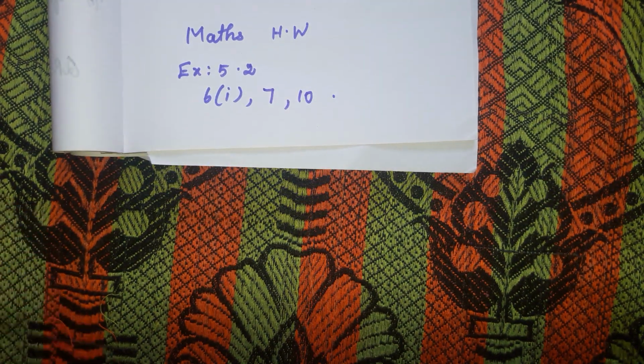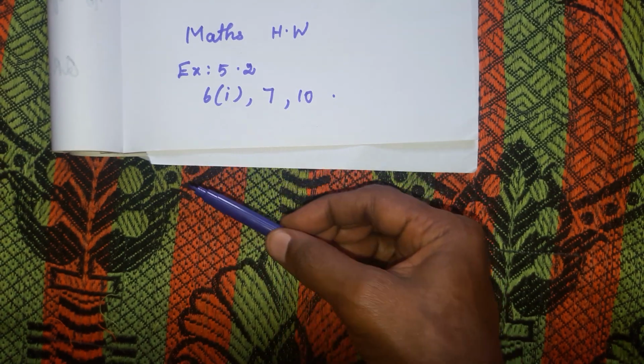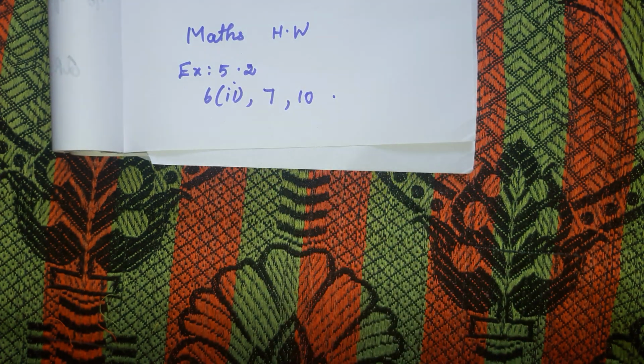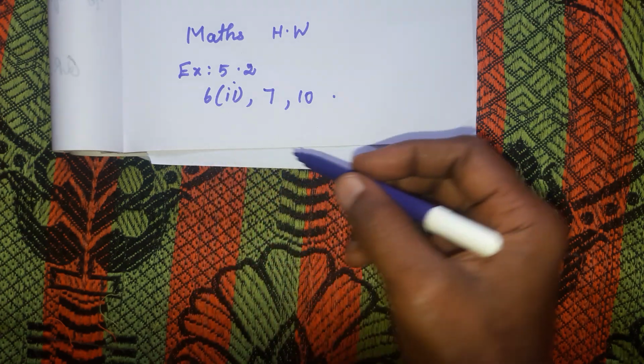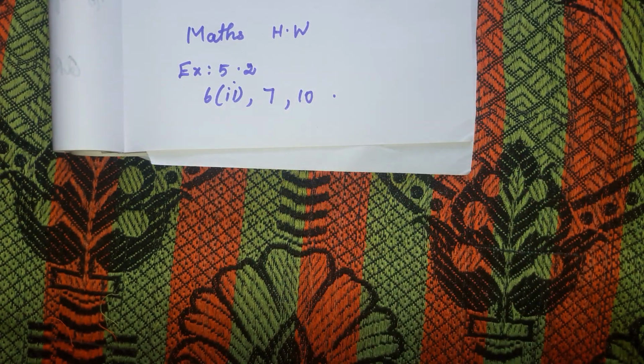Homework: Exercise 5.2. Sixth one, first problem. Second problem, first problem we have already completed. Very easy problem: prove that it is a rhombus. Next, seventh problem is the same as Example 5.9. Next, 10th problem is the same as Example 5.10. Now we have completed.